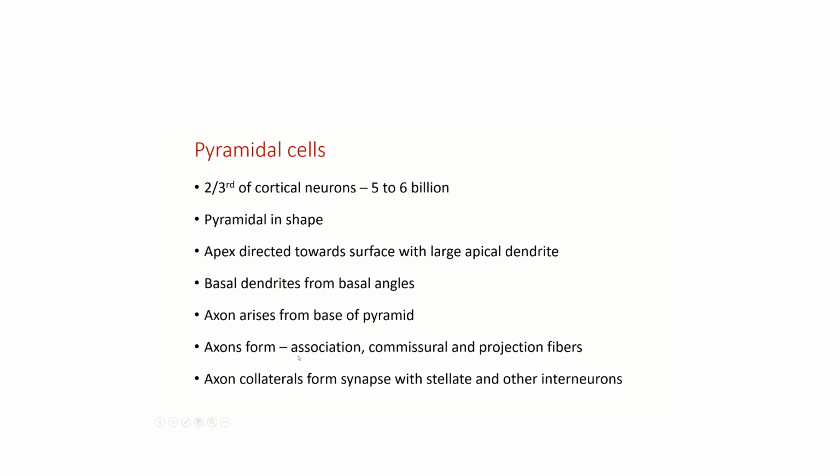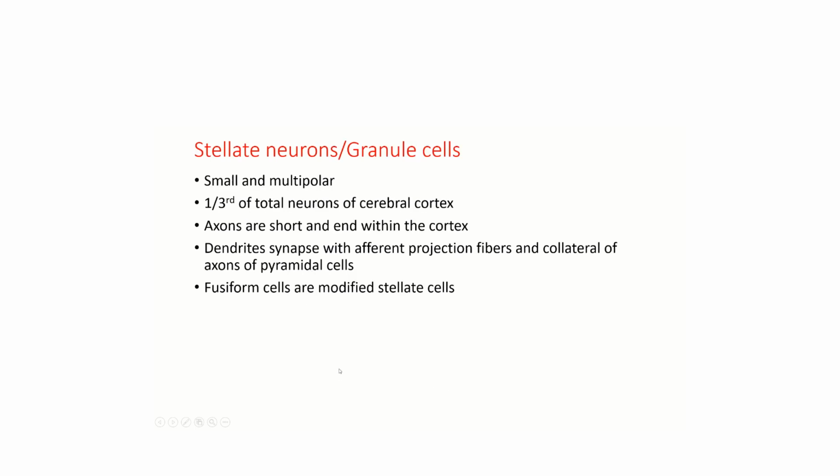If the pyramidal cell is small, they form association fibers. If pyramidal cell size is medium, they form commissural fibers. And if pyramidal cell size is large, pyramidal cells of Betz, they give rise to projection fibers. Axon collaterals form synapse with stellate and other interneurons.